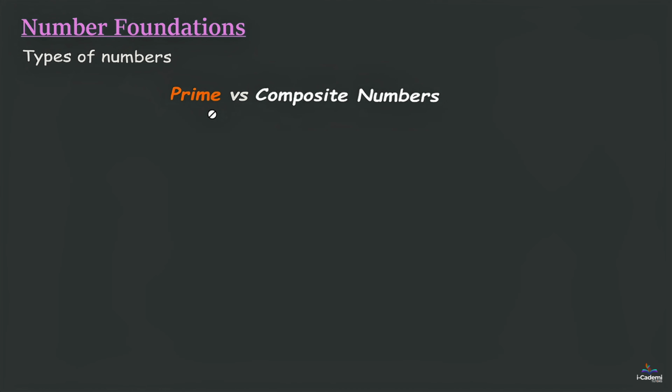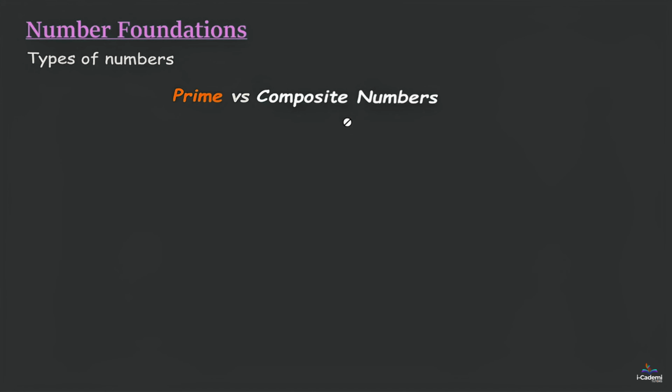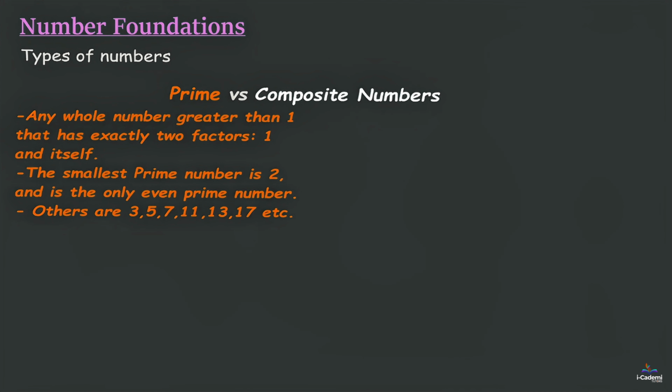Moving on from integers, let's look at how we classify positive integers based on their factors. The next major concepts are prime versus composite numbers. A prime number is defined as any whole number greater than 1 that has exactly 2 factors, 1 and itself. Think of it as a number that can only be divided by 1 and itself without any remainders.